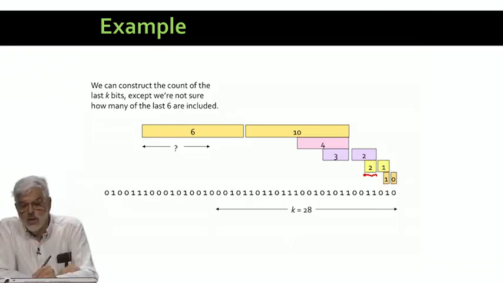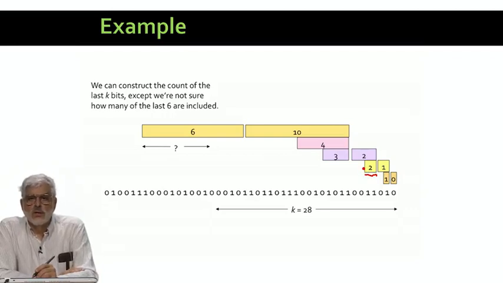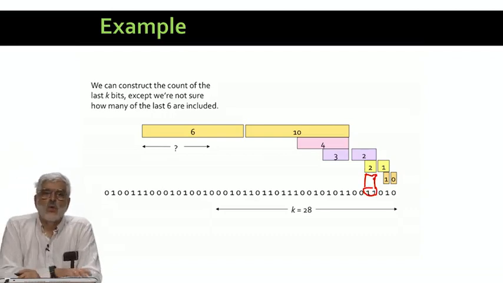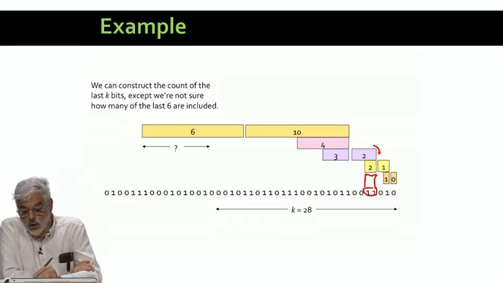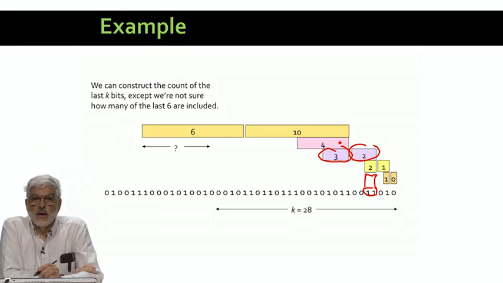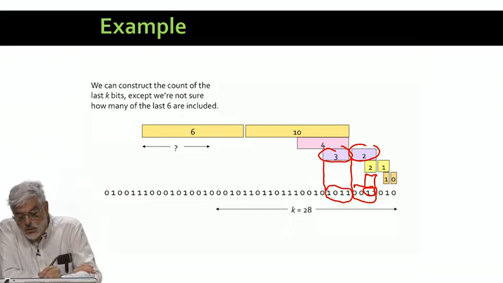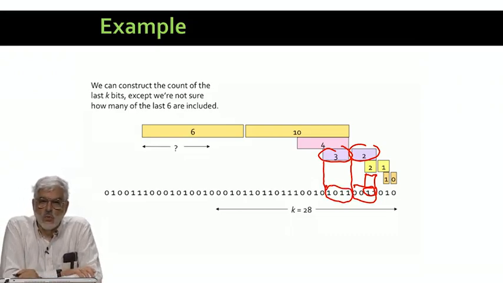We also show a second block of length 2. Its count is 2 because it represents this 1, 1. There are two blocks of length 4, and they have counts of 2 and 3. This one represents the sequence 0, 0, 1, 1, so it has 2 ones. This represents 1, 0, 1, 1, and therefore it gets a count of 3.